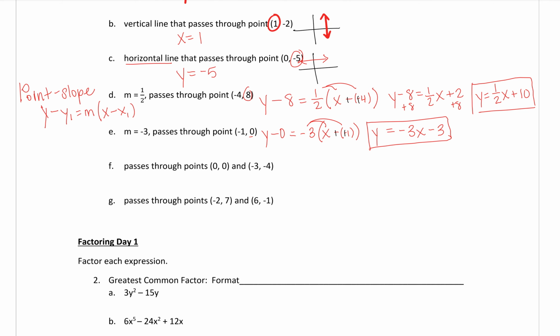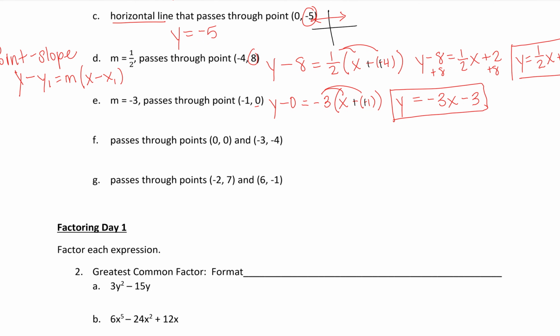All right, F. I'm given 2 points that I know it passes through. So I'm going to have to first find the slope. So I need to know my slope.